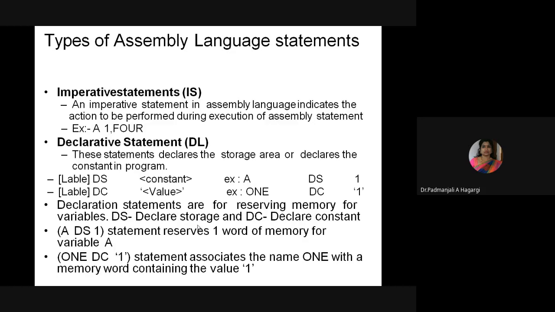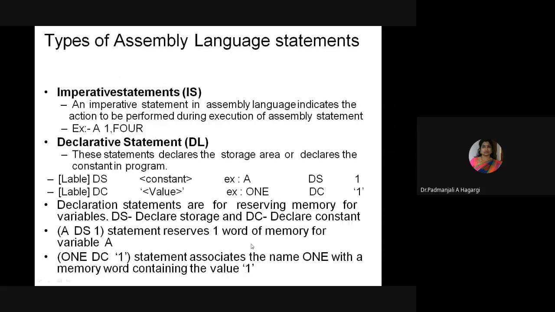And the types of assembly statements: we have the imperative and declarative statements. Imperative statements are the ones that indicate an action to be performed during the execution of the assembly statement. So these I have covered. And how about the declarative? Declarative can be using declare storage and declare constant. Declare storage means you can directly use the constant value here, and for declare constant you can directly use the value by quoting it in single quotes. And of course they have the label.